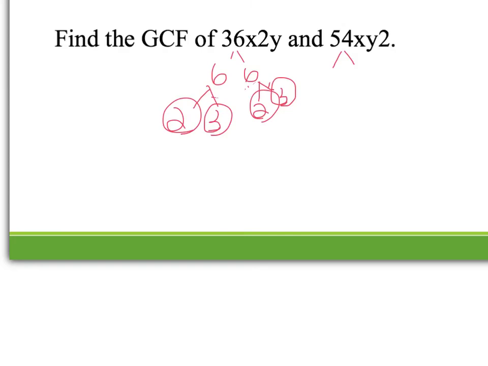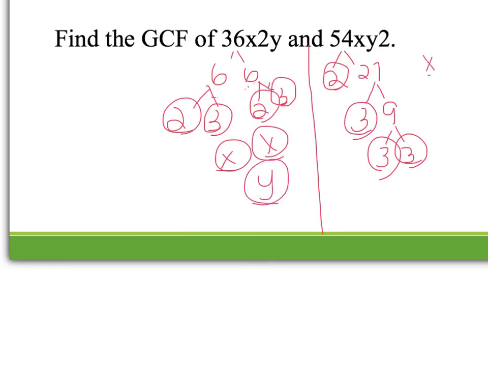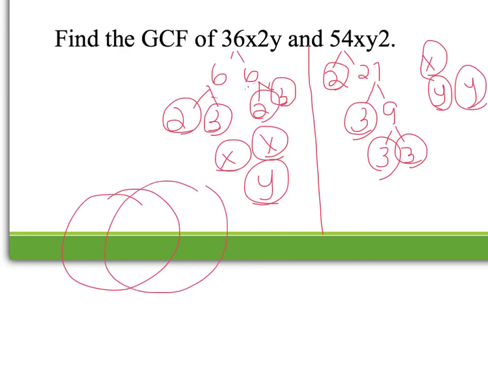Okay, for 54, I can do 2 times 27, and 3 times 9, and 3 times 3. Okay? I'm just going to cut these up so you can see the difference. Here I have x squared, so I have x, and then also y. Here I have 1x and y squared, so y. Okay, so finding the ones that are in common to both, I'm going to go in the center.